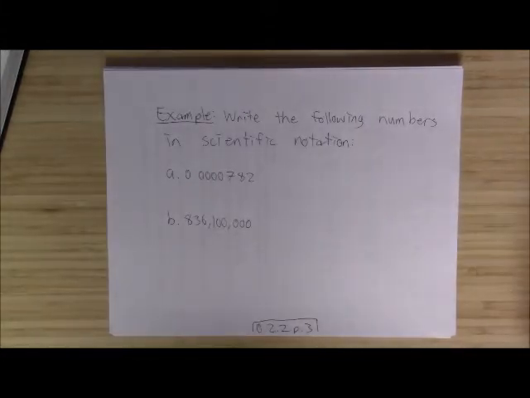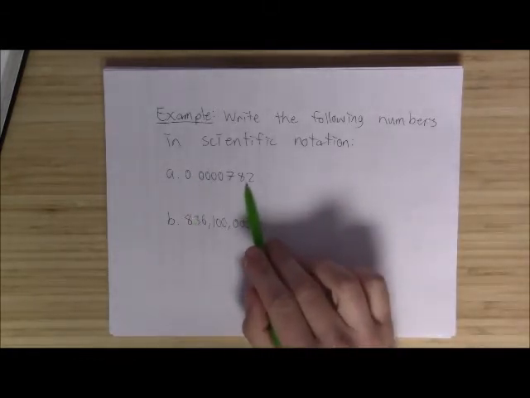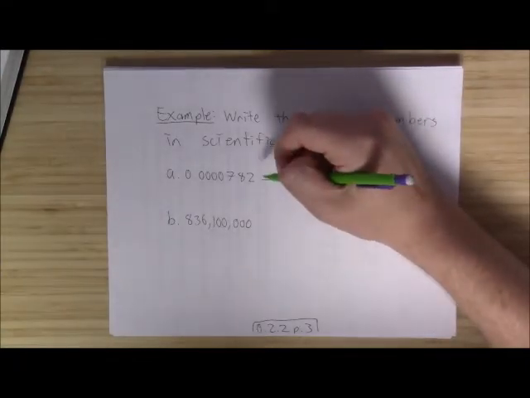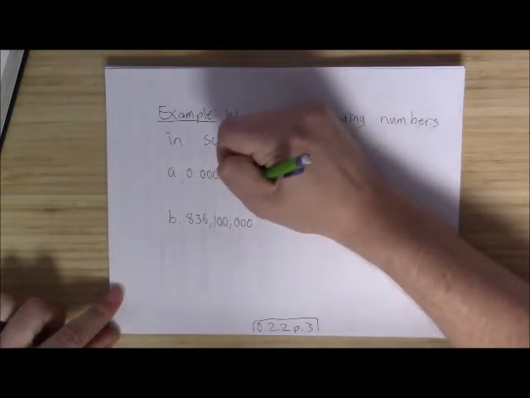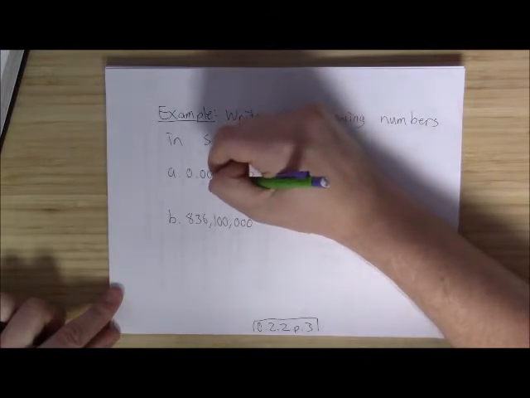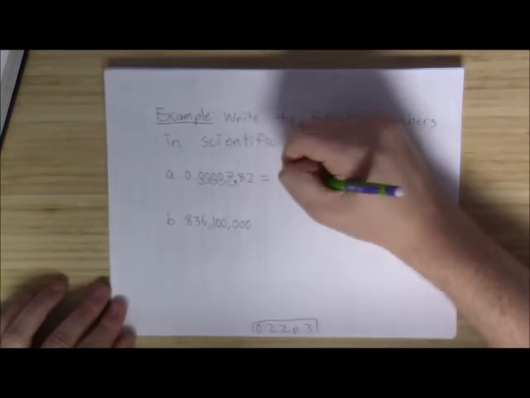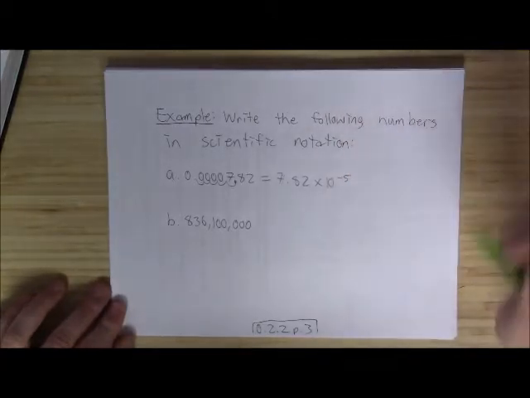So, how does this work in practice? Let's go ahead as an example and write the following numbers in scientific notation. Well, if you see a decimal, a really small decimal, that's always going to be a negative power. How do you figure out the negative power on the 10? Well, start where you want the decimal and count over to where the decimal actually is currently. 1, 2, 3, 4, 5. So this would be 7.82 times 10 to the negative 5th power.